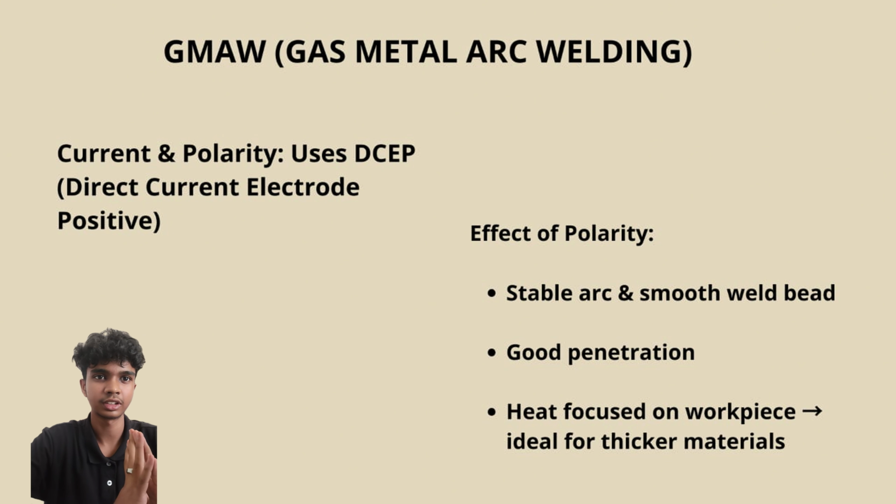First, GMAW, current and polarity. It typically uses direct current electrode positive, DCEP, also known as reverse polarity. The effects of DCEP polarity are that it provides a stable arc, good penetration, and a smooth weld bead. The majority of the heat is concentrated on the workpiece, which is ideal for welding thicker materials.